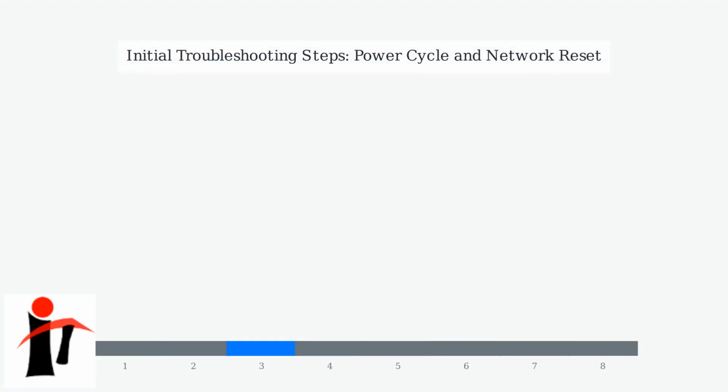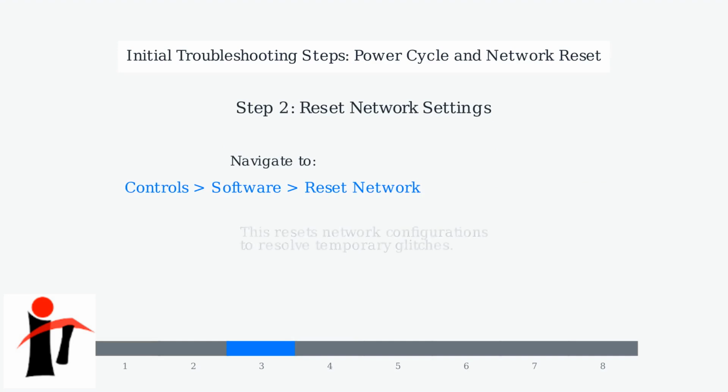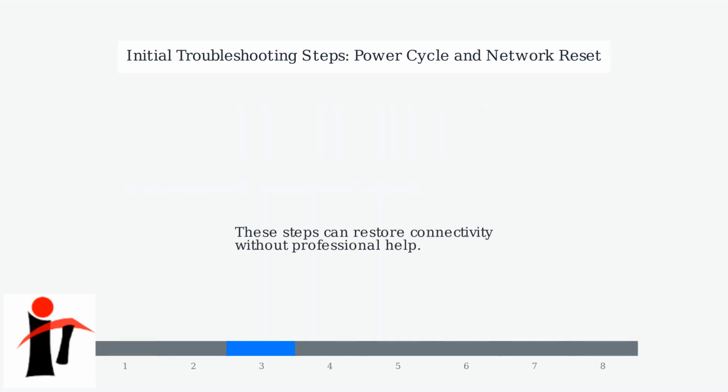Start with the simplest solutions for Tesla Model S connectivity issues. First, power cycle your vehicle by performing a soft reset through the touchscreen. If the power cycle doesn't resolve the issue, try resetting the network settings. Access the touchscreen menu and navigate to Controls, then Software, and select Reset Network. This action can clear temporary glitches and restore your internet connection.